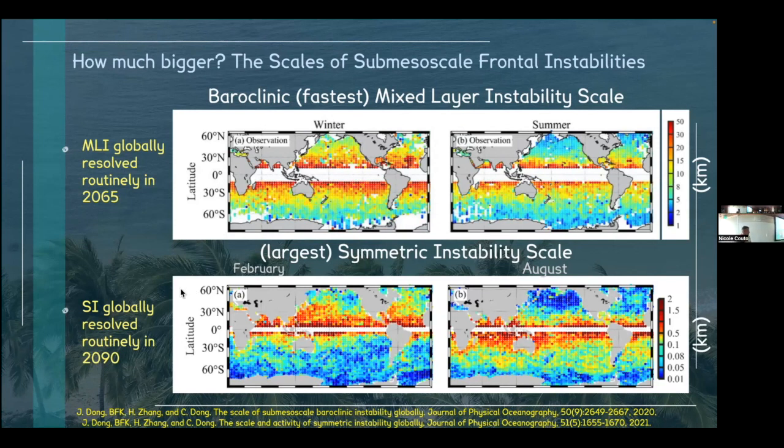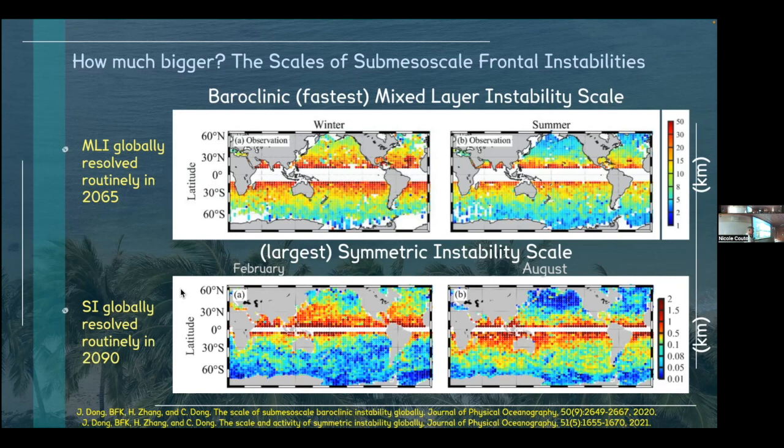In two recent papers, by Jihai Dong, who's another young scientist who started working with us, we figured out how to see how big those things are all around the world. In the wintertime, the mixed layer eddies are kind of 20 kilometers ish near the equator, and then smaller, 10 kilometers ish near the poles. In the summertime, they're much smaller, just a handful of kilometers near the poles, and maybe 10 kilometers or so near the equator. So if you convert this into the units of how long do we go before we can do this in the climate model without any kind of fiddling and any kind of theory? 2065, so still a little ways off.